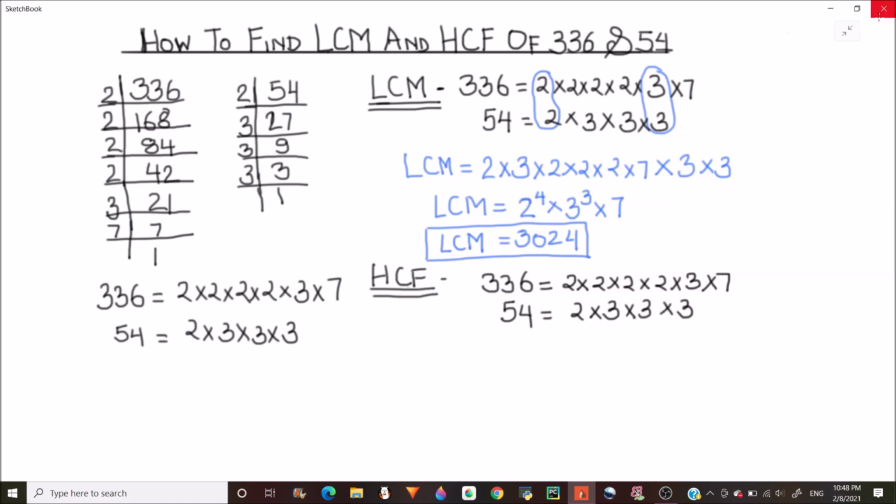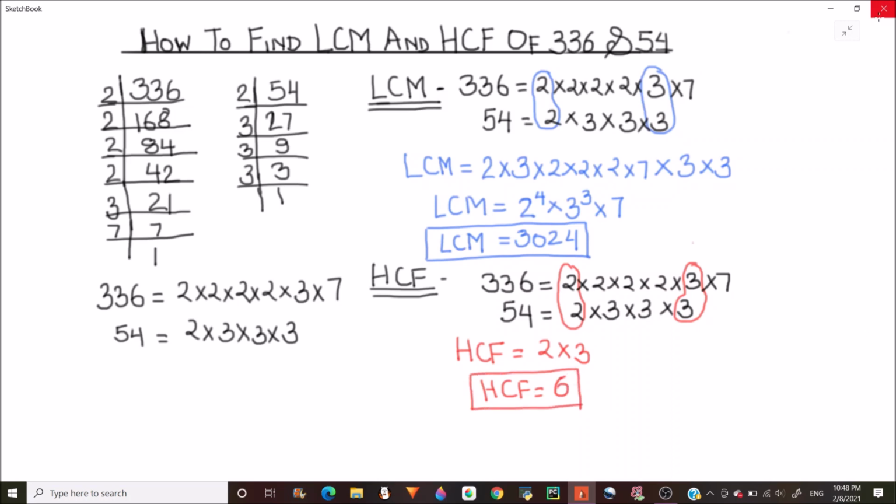HCF is the highest common factor between the two numbers. So we have to take the product of all the common factors. So first we will find the common factors. As we have already done in LCM, the common factors are 2 and 3. So HCF will be the product of the common factors. So HCF is equal to 2 times 3, which is equal to 6. So the HCF of these two numbers is 6. So I'm going to box the answer.